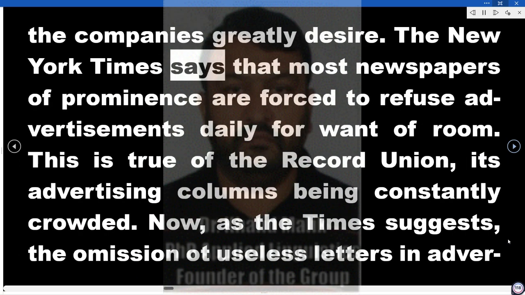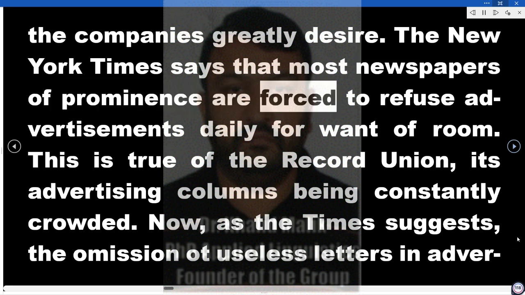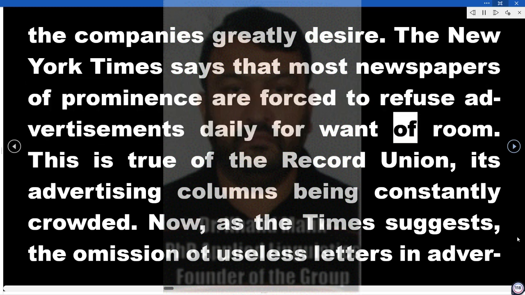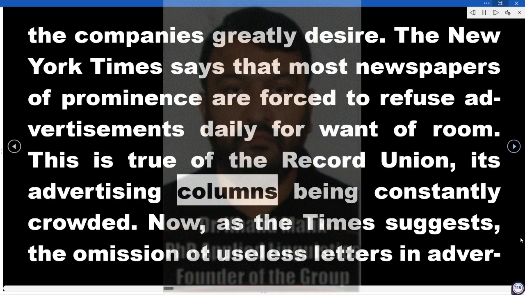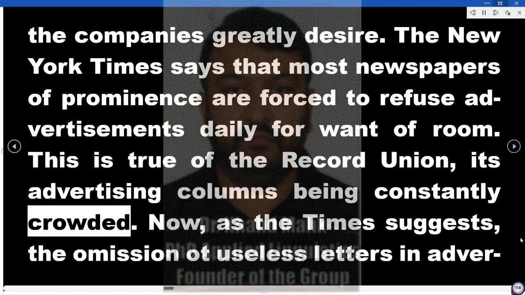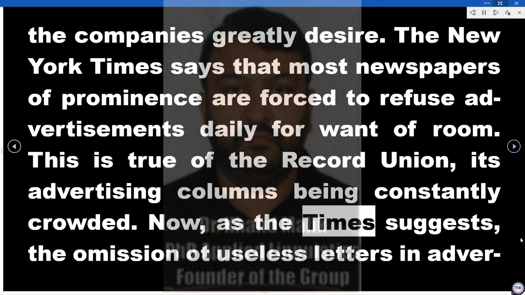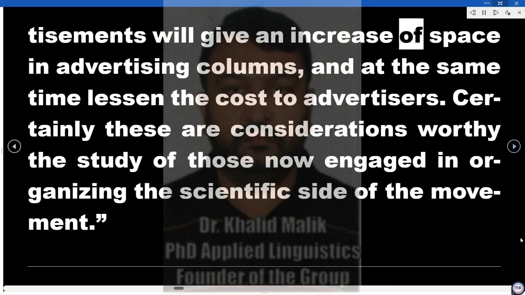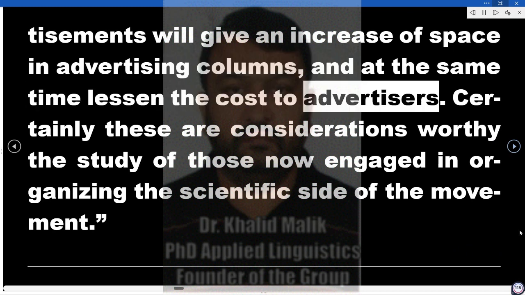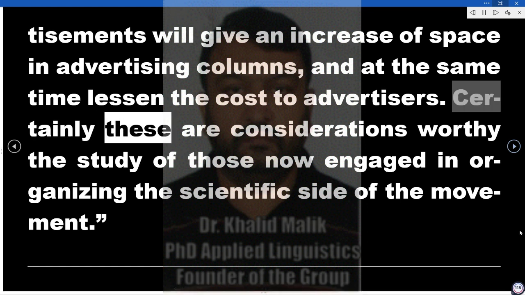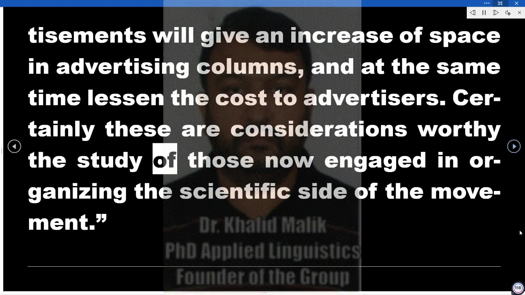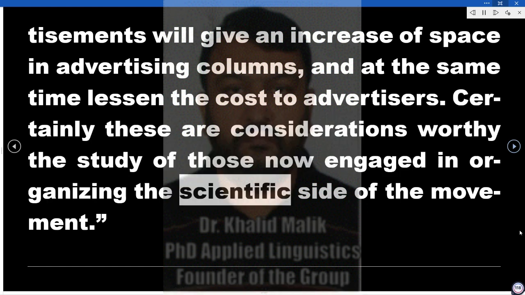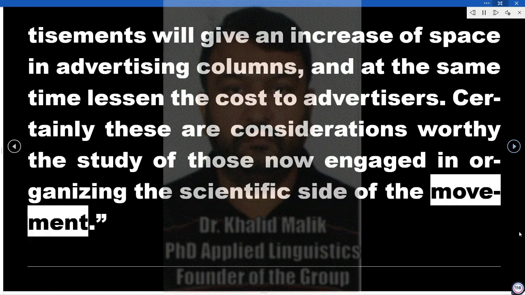The New York Times says that most newspapers of prominence are forced to refuse advertisements daily for want of room. This is true of the Record Union, its advertising columns being constantly crowded. Now, as the Times suggests, the omission of useless letters in advertisements will give an increase of space in advertising columns, and at the same time lessen the cost to advertisers. Certainly these are considerations worthy the study of those now engaged in organizing the scientific side of the movement.